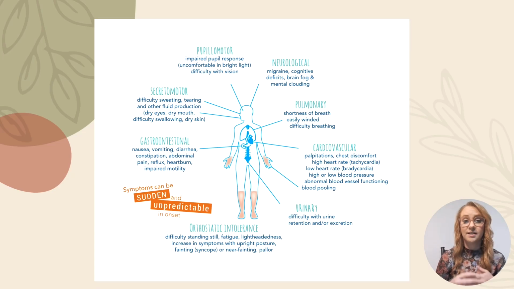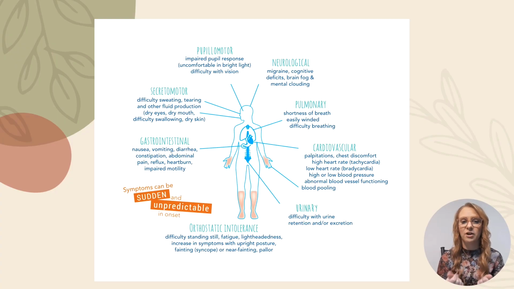So this is another picture that I liked and pulled up because it just shows all the different areas in the body that can be affected, which is really realistically globally. So you can have impaired pupil responses. So sometimes that means your pupils are too big and they allow too much light in. So you can get things like light sensitivities. People have migraines, they have cognitive deficits, brain fog, fatigue, difficulty sweating and tearing. They can also have an overproduction of sweat.